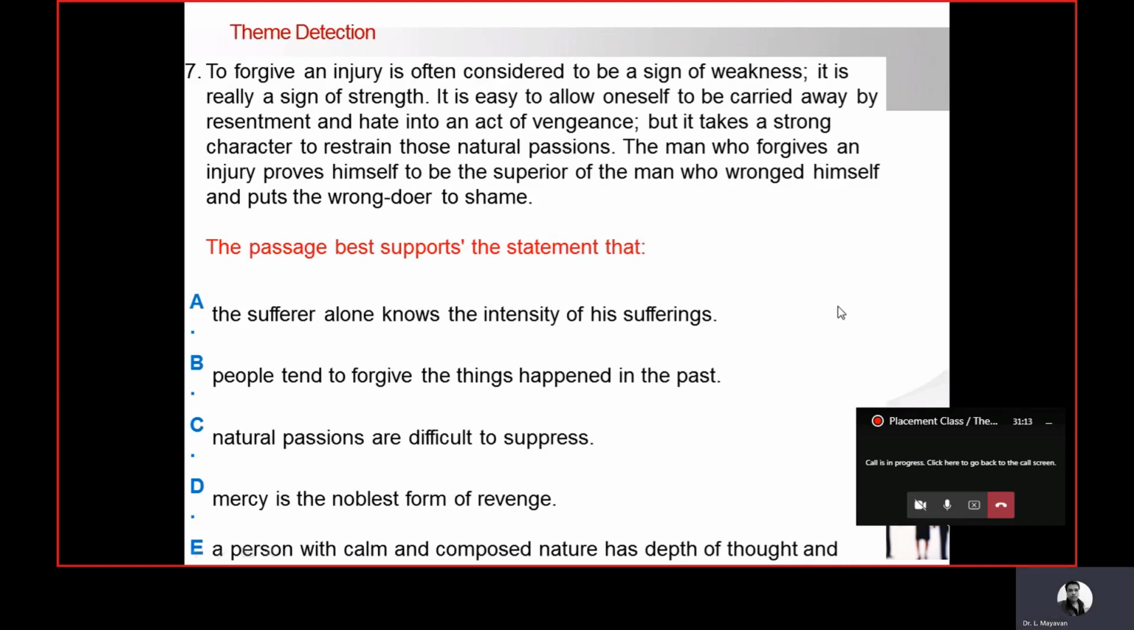Okay, let's move on to the next one. 7. To forgive an injury is often considered to be a sign of weakness. It is really a sign of strength. It is easy to allow oneself to be carried away by resentment and hate into an act of vengeance. But it takes a strong character to restrain those natural passions. The man who forgives an injury proves himself to be the superior of the man who wronged him and puts the wrongdoer to shame.